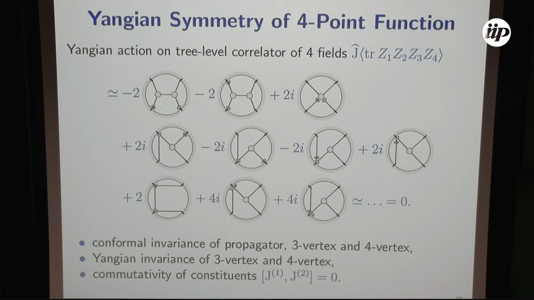Again, you act with bilocal terms on the external legs or on the quartic vertex, and then there are different contributions for the nonlinear terms. And the point is you can shift everything to the middle, and again, by invariance of the propagator, 3 vertex and 4 vertex, and also by Yangian invariance of the 3 and 4 vertex, and by the commutativity of constituents, which is a funny coincidence, n equals 4 super Yang-Mills, you do get 0.